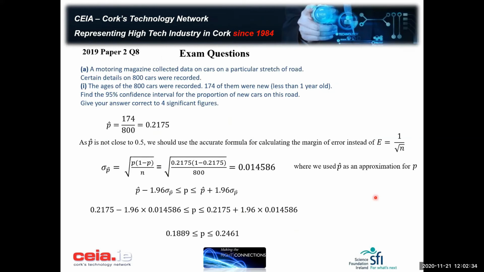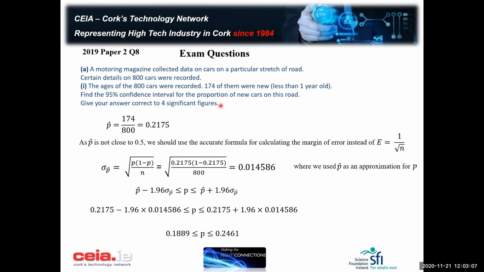Part A, and they say, okay, details on 800 cars. So we're dealing here with a sample of 800 cars. So straight away, it's inferential statistics that we're dealing with. And they look at the sample and they say a certain number of them are new. So you're looking at this characteristic, how many are new versus not new. So that's a proportion we're dealing with.